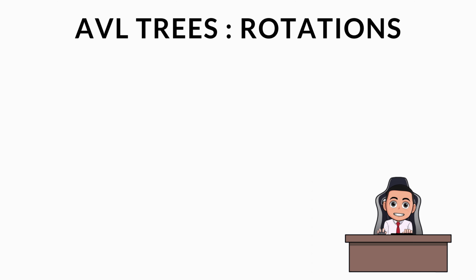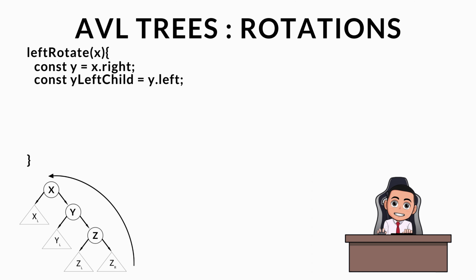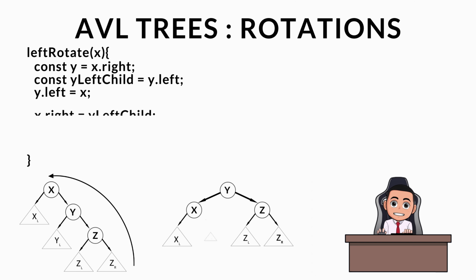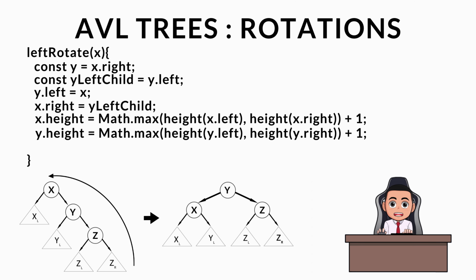Going over the left rotation first, we take in X as the param, where X is the node we're rotating around. First, we need to save the right child of X, and then we need to save the left child of Y. Performing our rotation now, we set the left child of Y to X, and X's right saves Y's left subtree. Afterwards, we need to recalculate the height values of X and Y, since they both have different subtrees which may affect the height. And then we go ahead and return this subtree, so the changes we made will be saved as the left or right child of a parent node, or might even be saved as the new root node.